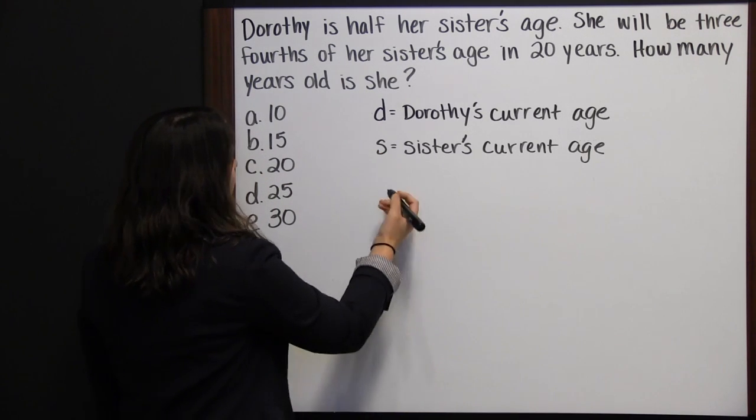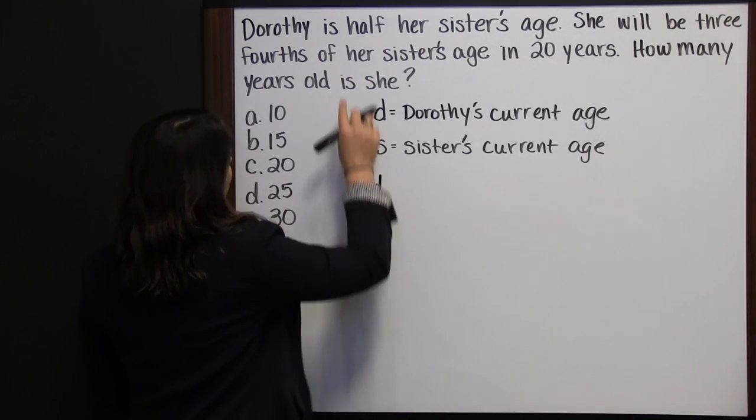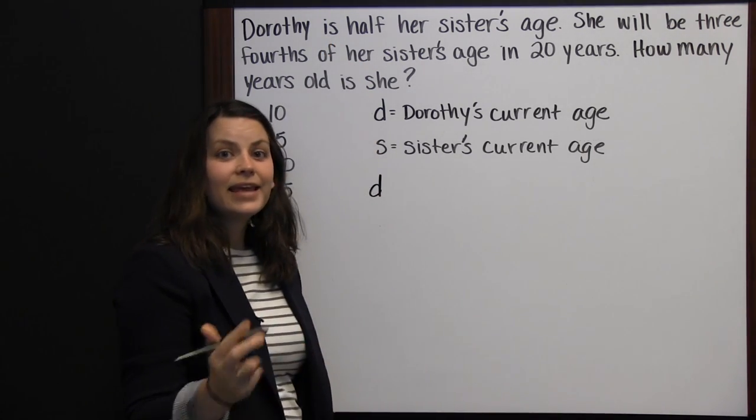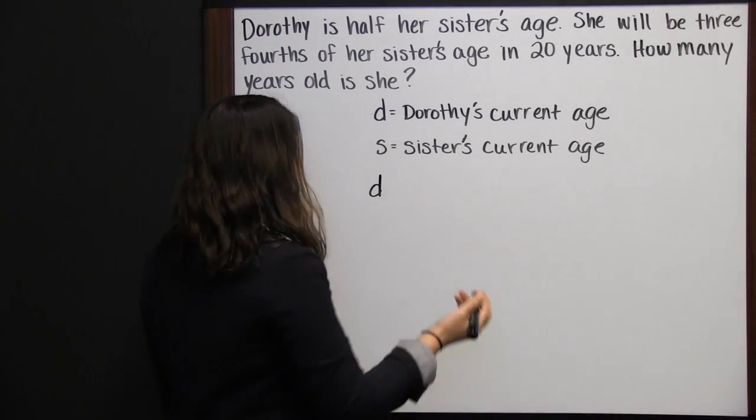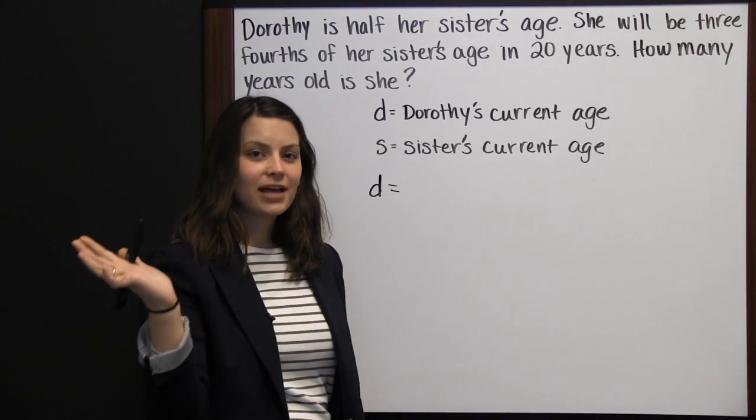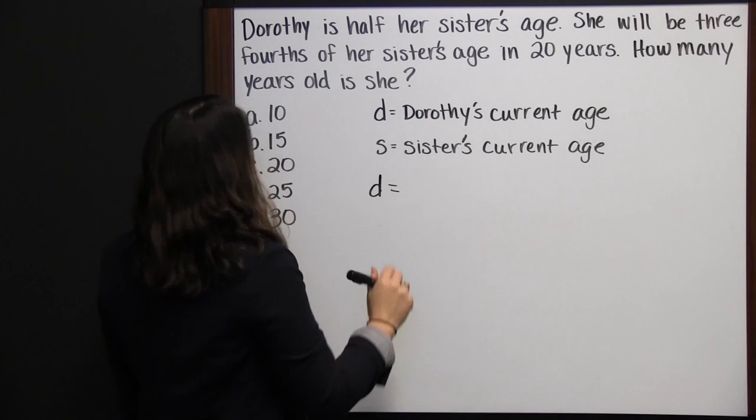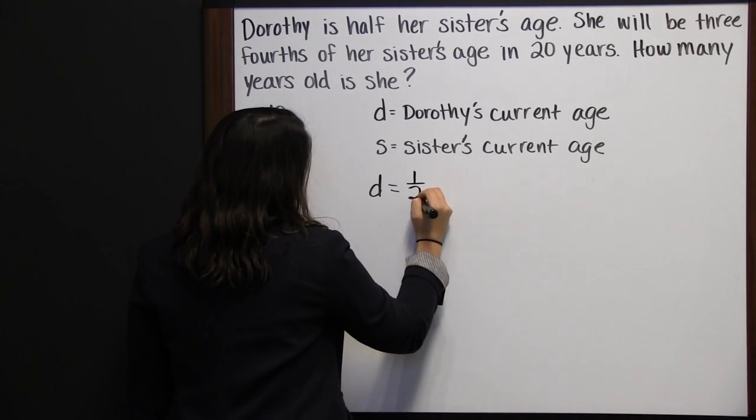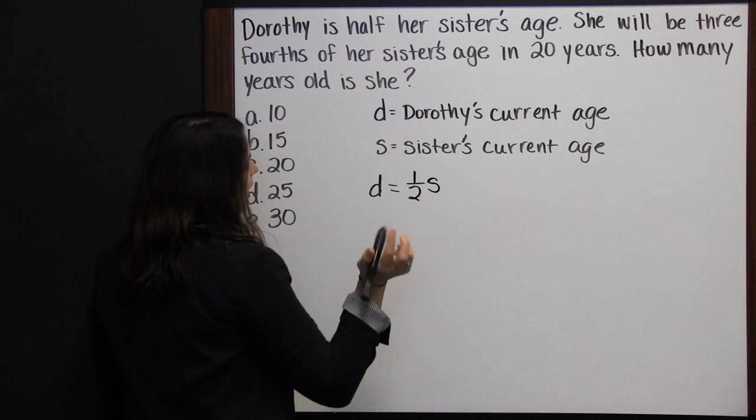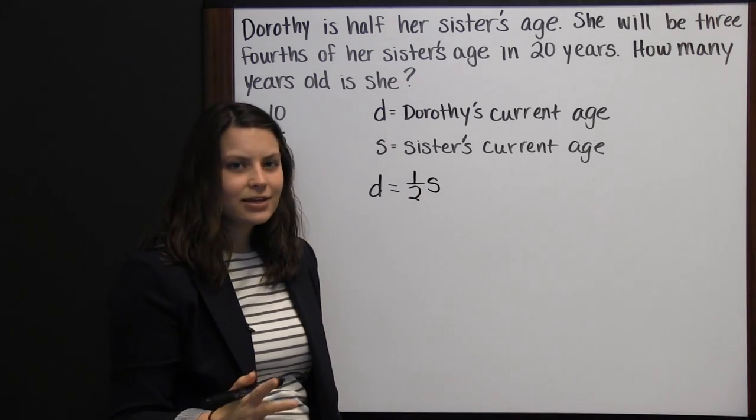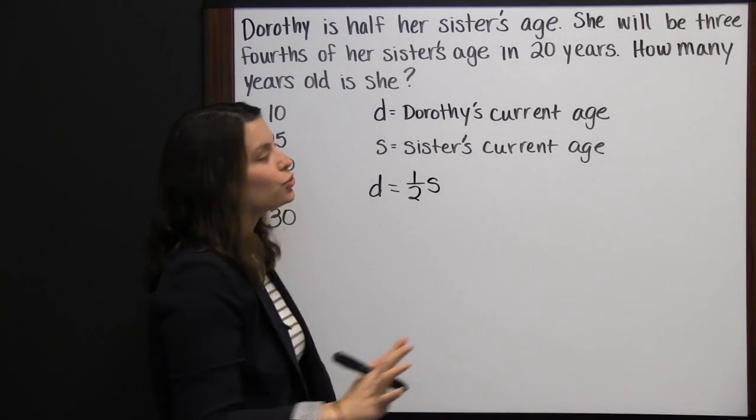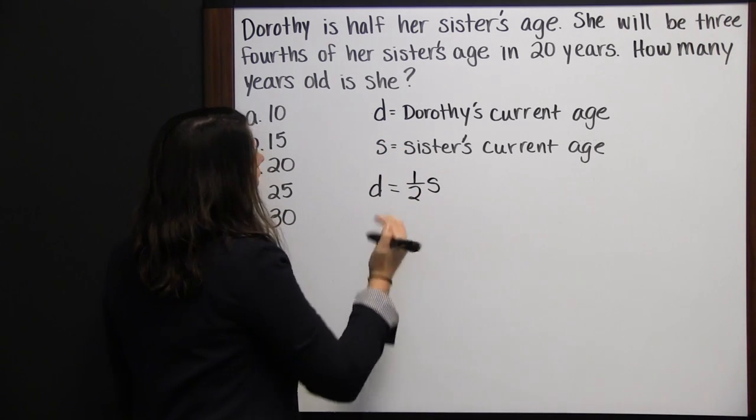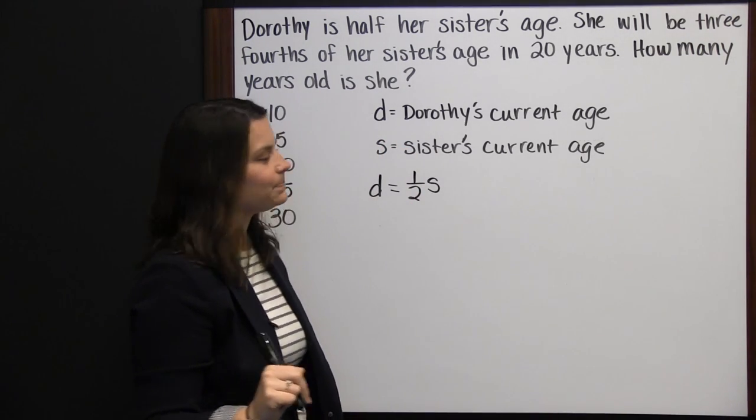So first we have that Dorothy is, and is in math means equals. It's one of my favorite words. I love the equal sign. So Dorothy equals half her sister's age, so D equals half S. So it's kind of like translating. You're translating from words into mathematical equations.